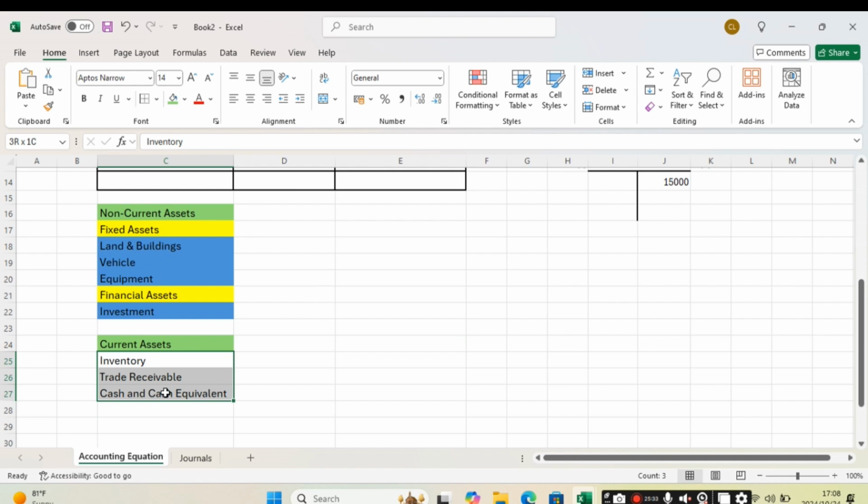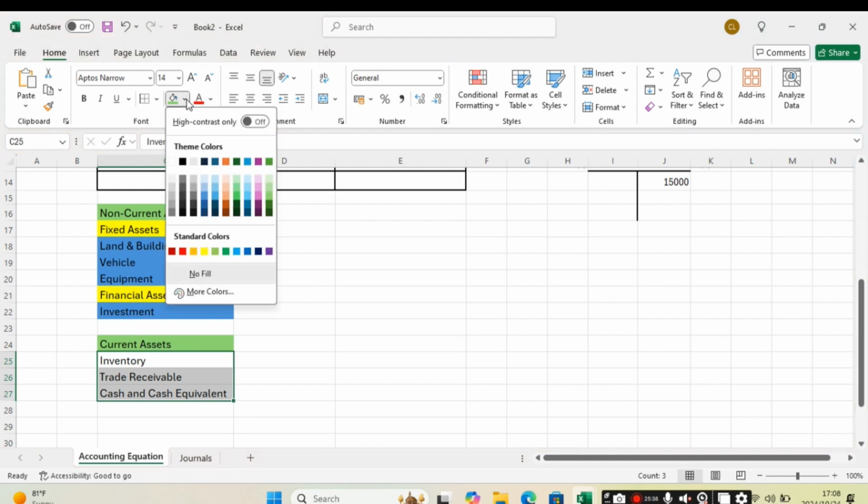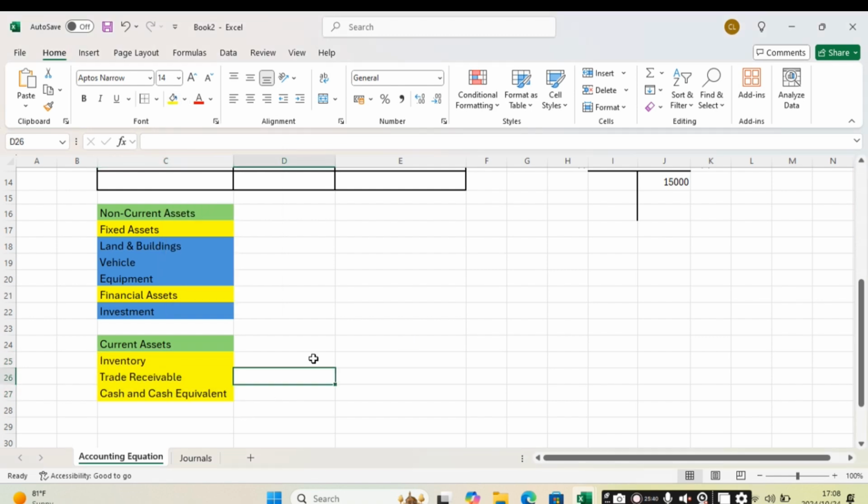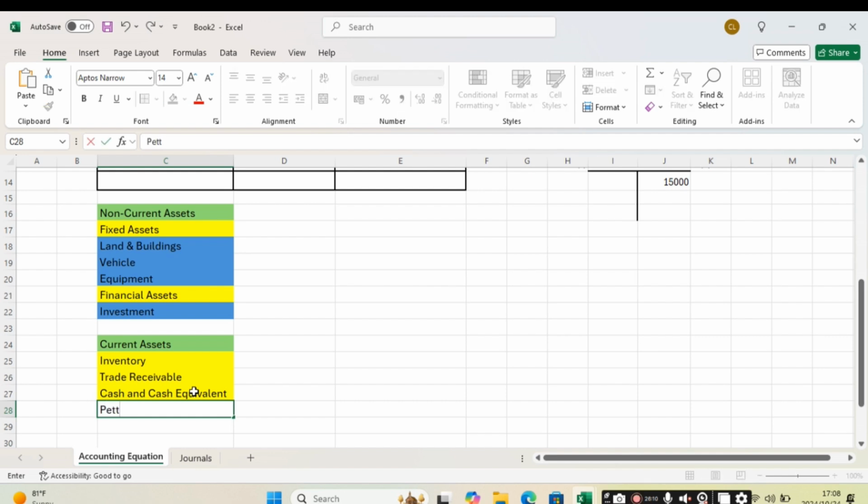And then under current assets we have inventory, trade receivables, and then cash and cash equivalent. Under cash and cash equivalent, there are three things that affect our cash and cash equivalent. Those three things being what? Petty cash, yes, petty cash.